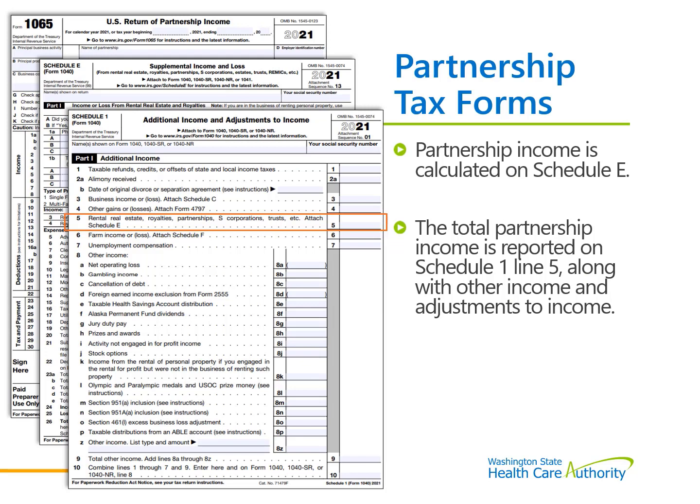Partnership tax forms. Partnership income or loss is calculated on IRS Form 1065 Schedule K1 and reported on the individual's tax return or page 2 of IRS Schedule E, Form 1040. The total partnership income or loss is reported on IRS Form Schedule 1, Line 5, with other income and adjustments to income. The total of all the other income types reported on IRS Schedule 1 is shown on Line 8 of IRS Form 1040.